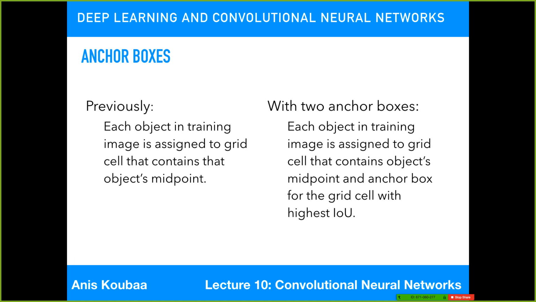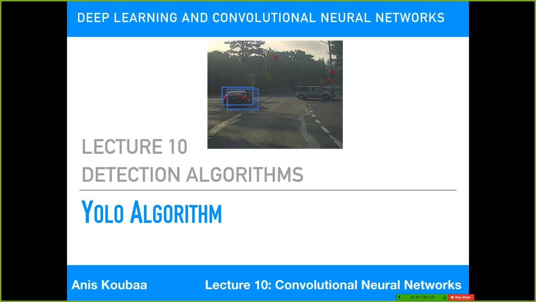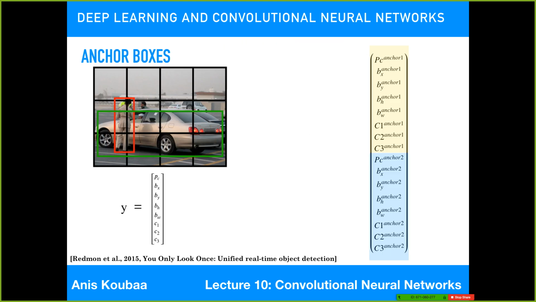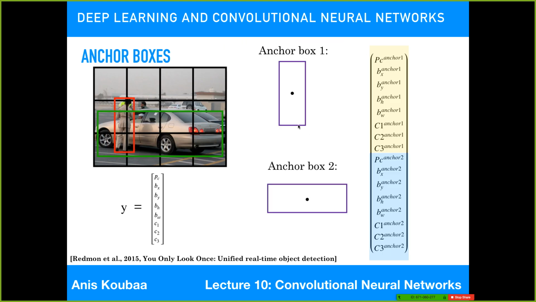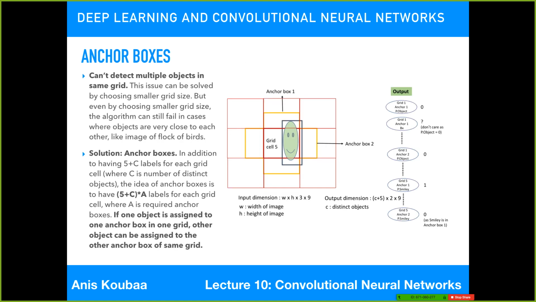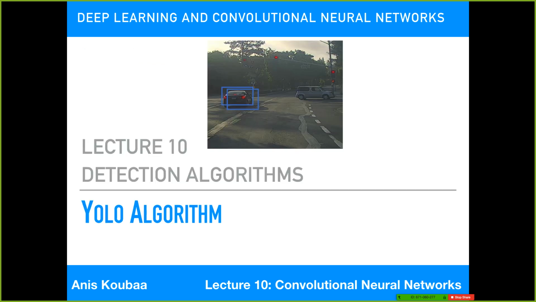Okay, so now for example, if you have multiple anchors, in this case, you will have to encode your output such that you have an output for every anchor, like you have seen in this example here. Okay, so now we come to the YOLO algorithm, which actually puts all together these different operations and approaches.